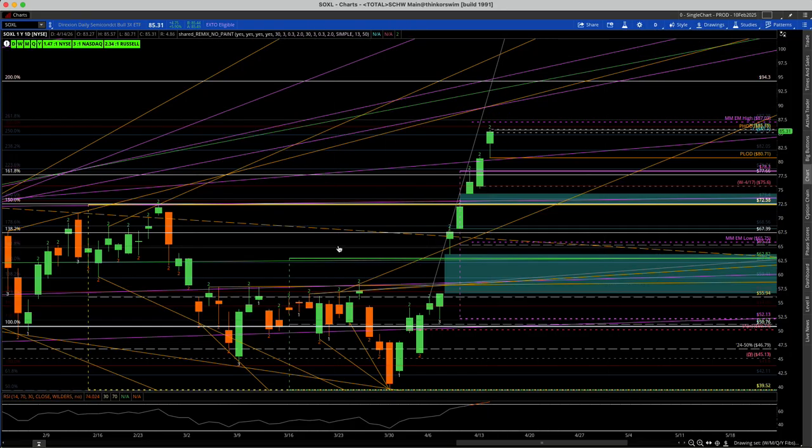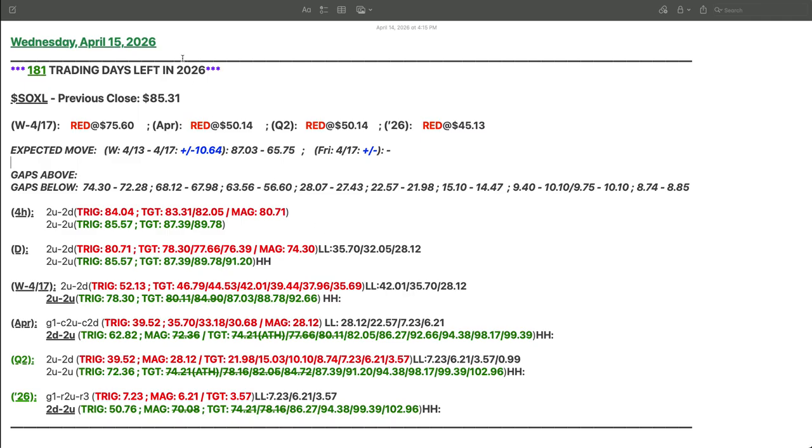Let's go ahead and take a look at the notes here. Right, so this is for Wednesday, April 15th, 2026. There will be 181 trading days left in 2026 on Wednesday, and we know the close price on Tuesday, April 14th was 85.31. We know that the week, month, quarter, and year are all green. Here are the levels that we would have to go below in order to turn each of them red.